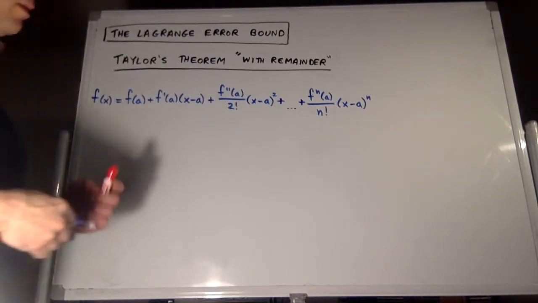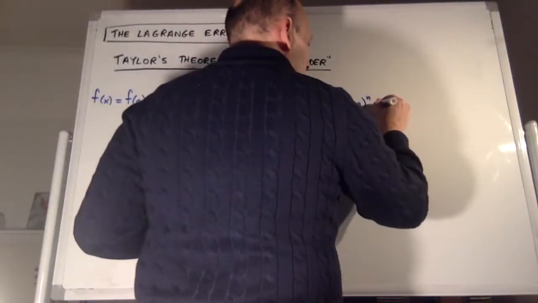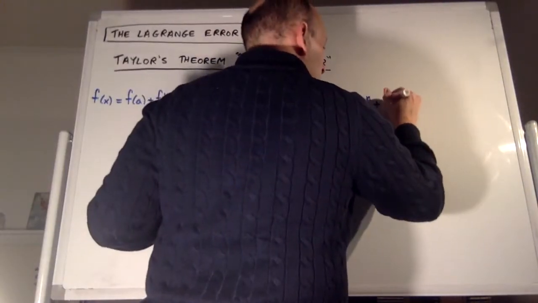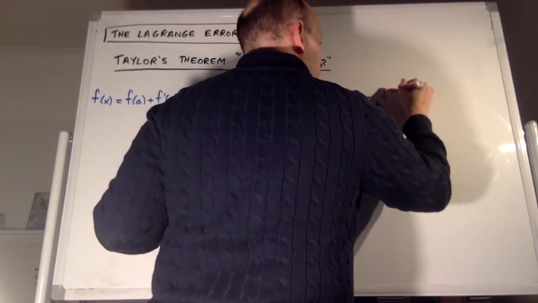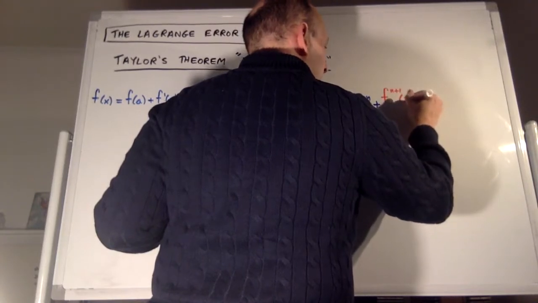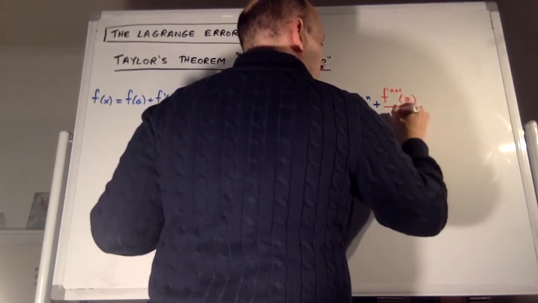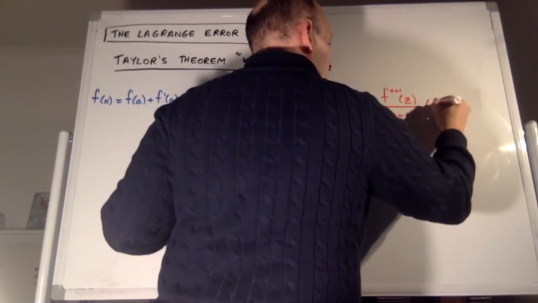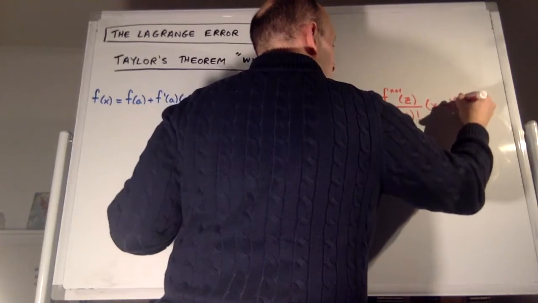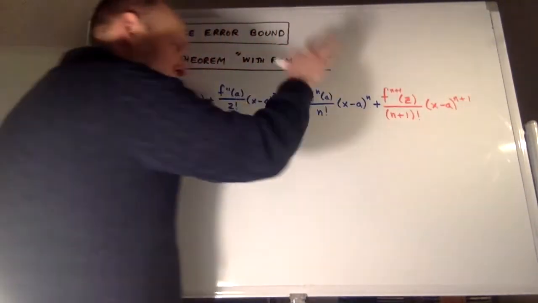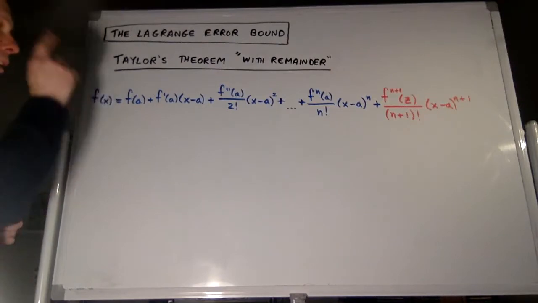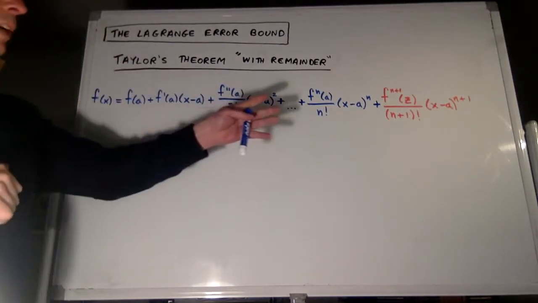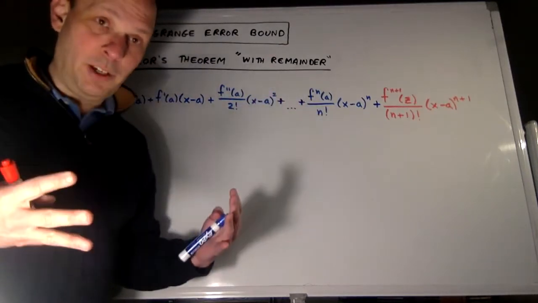And I'm going to write this. I'm going to add the n plus 1th derivative evaluated at z over n plus 1 factorial times x minus a to the n plus 1. And then I'm going to stop there. And if I do, this is going to be equal to this. And this term that I've written here is known as the remainder.